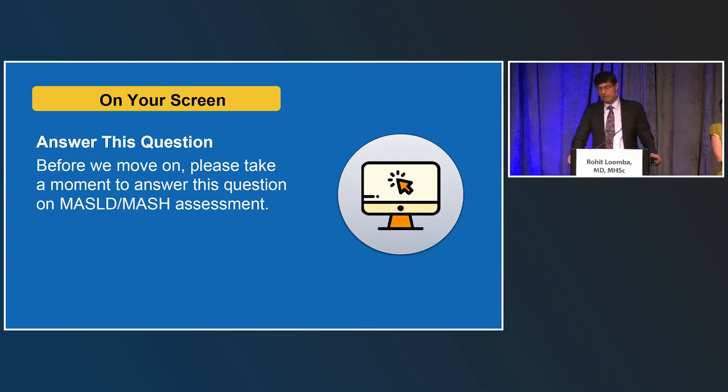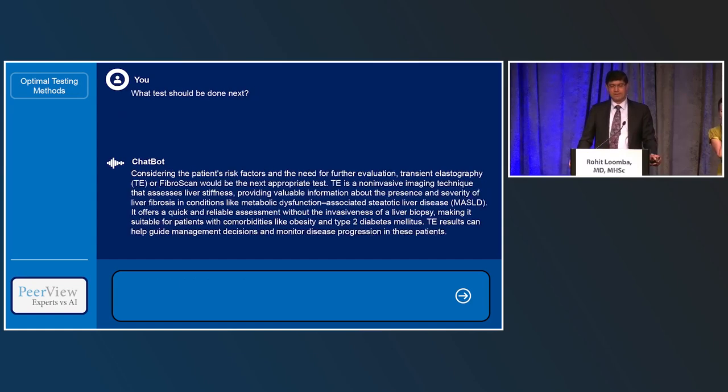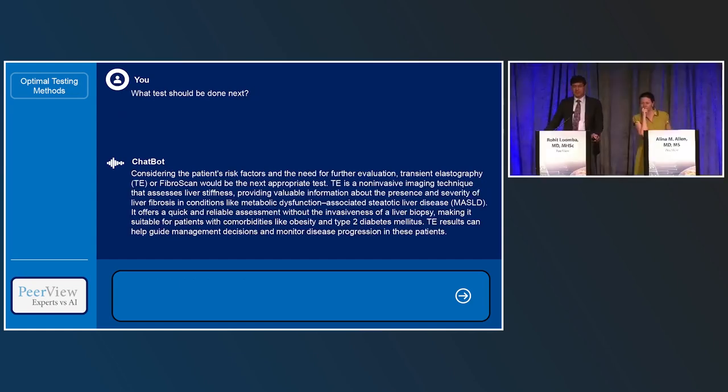Number 1, MASLD fibrosis score. Number 2, FibroScan. Number 3, MR elastography. Number 4, liver biopsy. Number 5, not sure. So what test should be done next, AI? Okay, so AI also picked correctly this time, wants a transient elastography or FibroScan, and wants to see what we find based upon transient elastography.